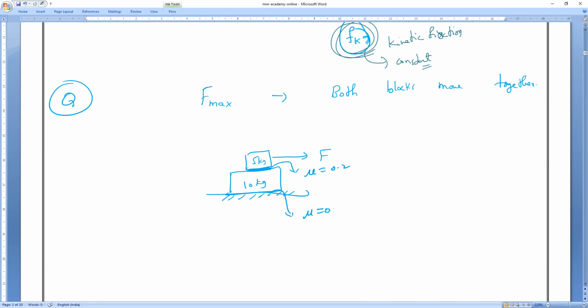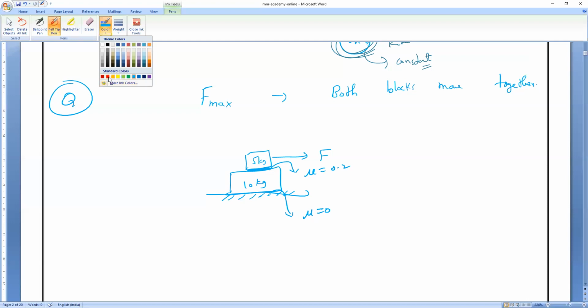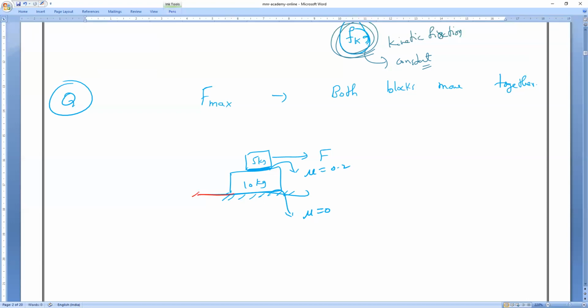Everybody tell me what we have to find. What is the primary step? Step 1: F limiting, for both the surfaces. So this surface's F limiting is here and this surface's F limiting is here.